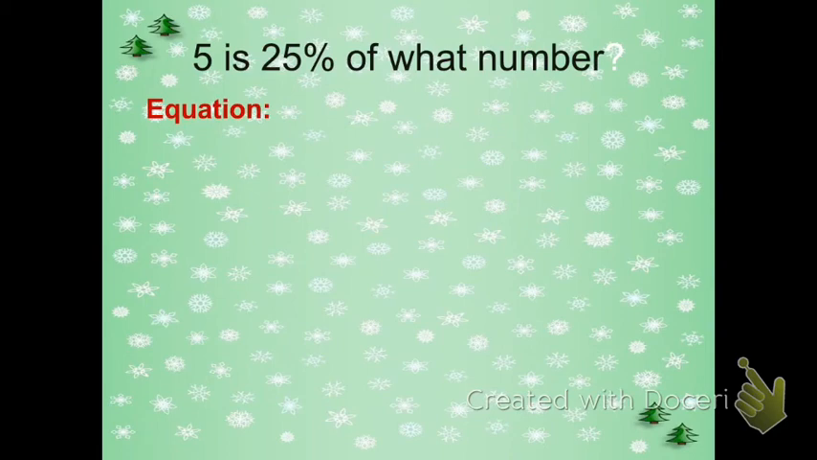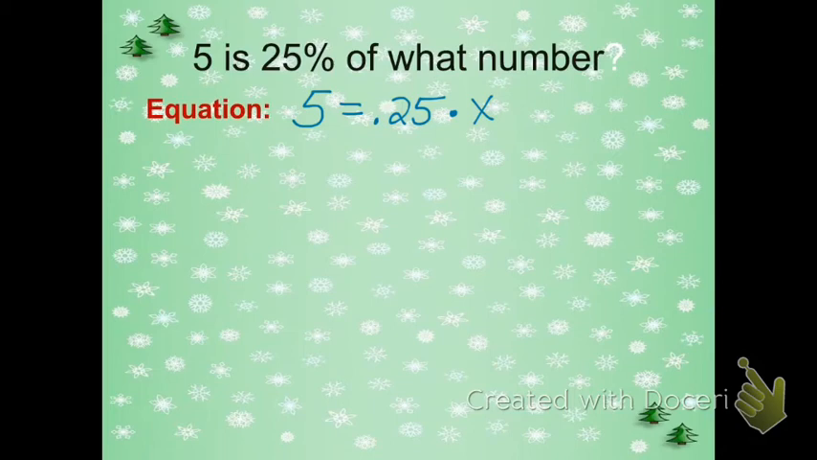Okay, let's model this one with our numbers. I'm going to start with 5. Then what goes after the 5? Equals. 25% is 0.25, right? What is of? Times. And then what number is x? Okay. Now, here's where it gets a little trickier. Are we going to multiply to find the answer? No. Do you see that this is a different problem than the last one?